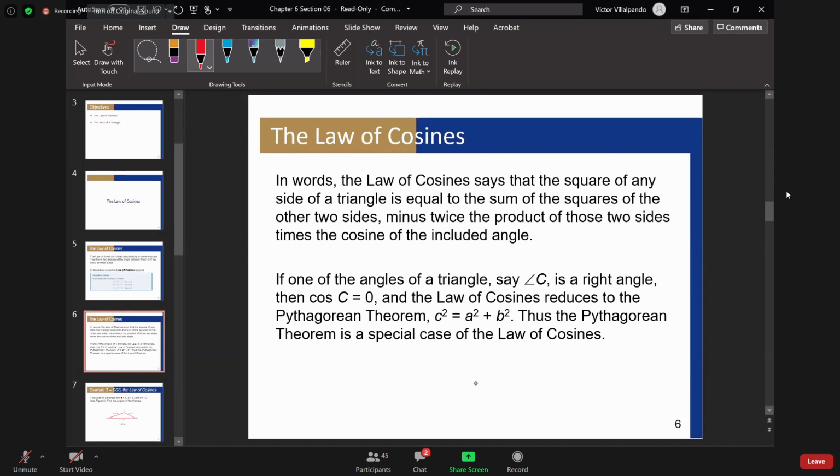Now they say for the last one, if one of the angles of the triangle, say angle C, is a right angle, a 90-degree angle, then cosine of C is equal to 0. Let me bring this down. Say angle C was 90 degrees. Cosine of 90 degrees, that's what they're stating. What would be cosine of 90 degrees? I hope we know that already, or not. Calculator, anybody can tell me that?